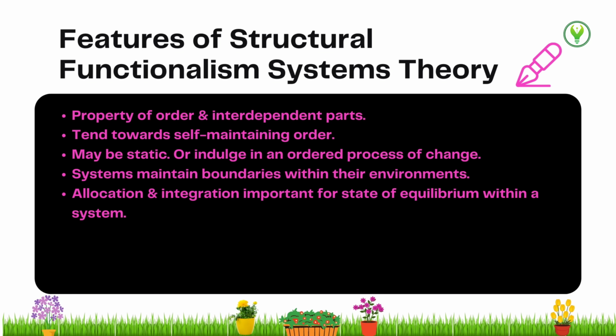Moving on with features of structural functionalism systems theory. Systems have a property of order and interdependent parts. Systems tend towards self-maintaining order. The systems may be static or indulge in an ordered process of change. Systems maintain boundaries within their environments. Allocation and integration are important for the state of equilibrium within a system.